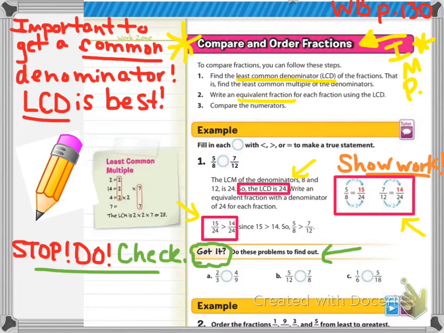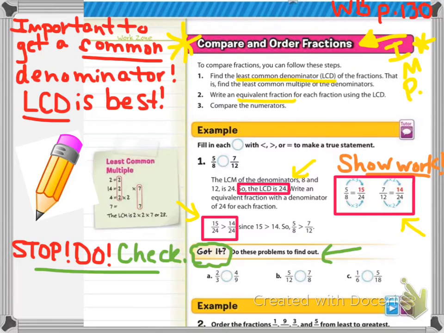It is definitely important to get a common denominator. If you can find the least common denominator, then that's usually easier work on your part. But as long as you can find a common denominator, you're able to compare fractions. Notice the steps they tell you to find the least common denominator, or the LCD. There's several ways you can go about that. You can see if the smaller denominator will divide evenly into the larger denominator, or sometimes it's easy to think about your times table facts and find a number that they have in common.